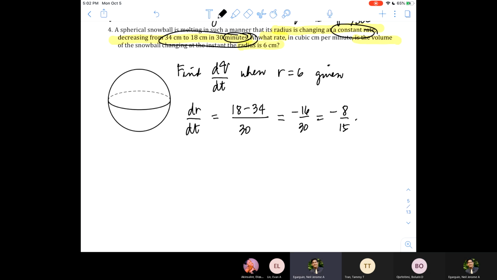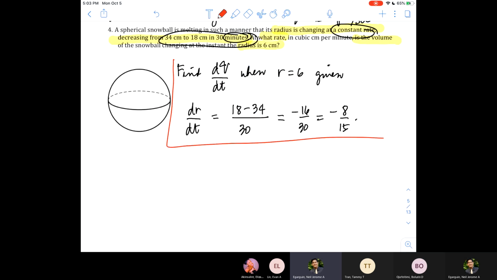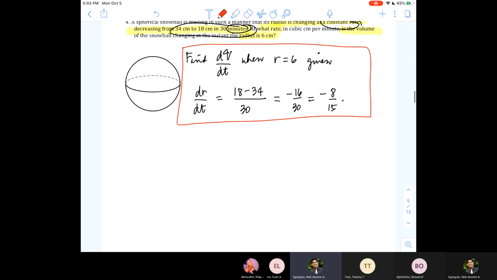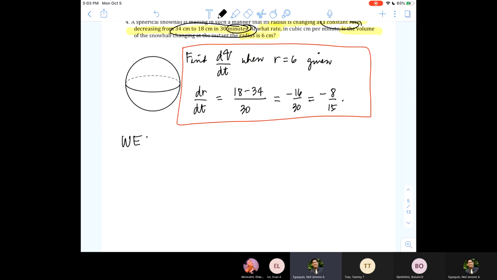And this should really be a negative value because the radius is decreasing. So dr over dt must be negative, okay? So this is our mathematical model or formulation for the problem. Now let's write the working equation, or let's try to deduce the working equation.